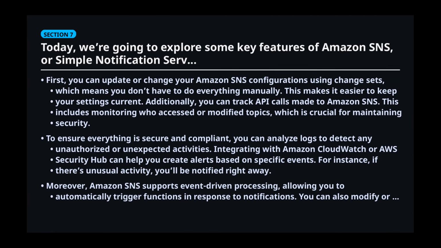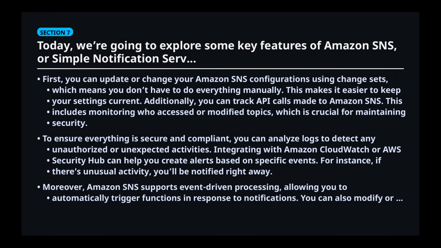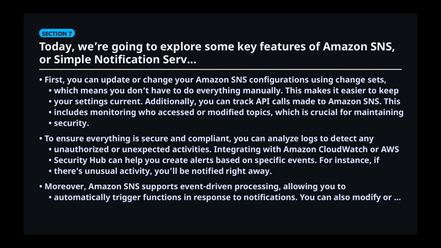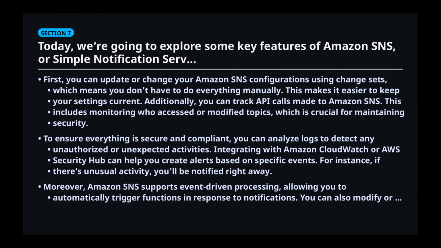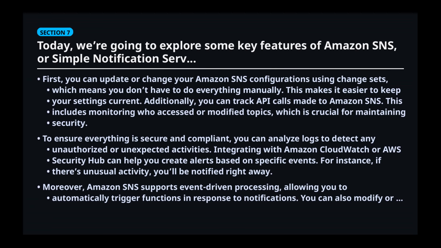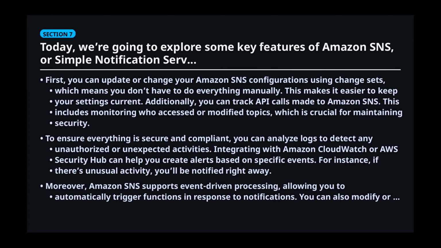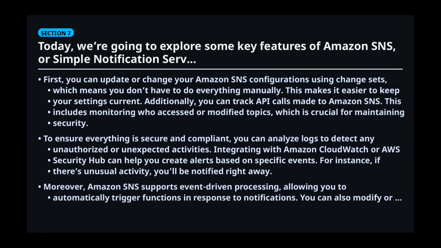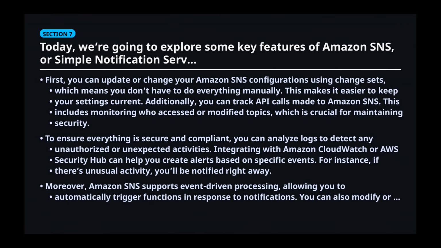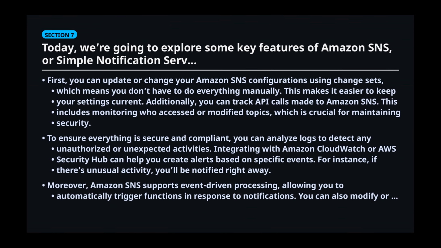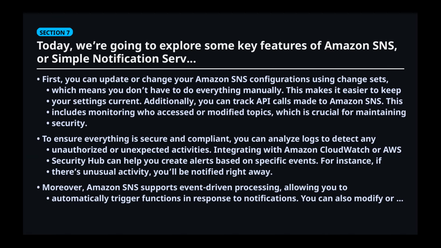First, you can update or change your Amazon SNS configurations using change sets, which means you don't have to do everything manually. This makes it easier to keep your settings current. Additionally, you can track API calls made to Amazon SNS. This includes monitoring who accessed or modified topics, which is crucial for maintaining security. To ensure everything is secure and compliant, you can analyze logs to detect any unauthorized or unexpected activities.